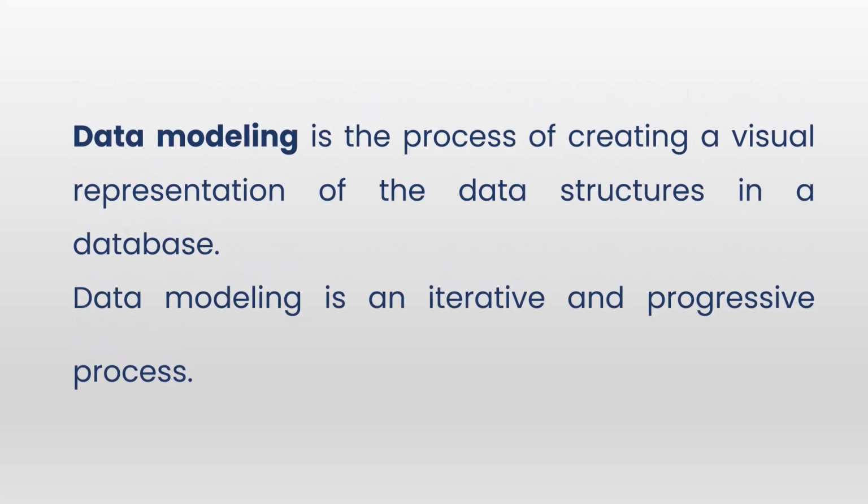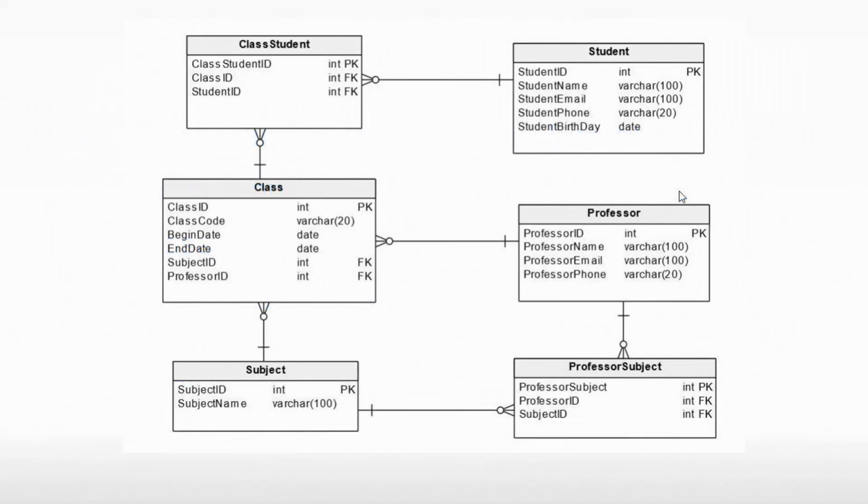Data modeling is the process of creating a visual representation of the data structures in a database. Data modeling is an iterative and progressive process. Before you write the actual code for your database, it is necessary for you to model your database. Data modeling helps you to visualize or see how your database will look like before you even implement it.